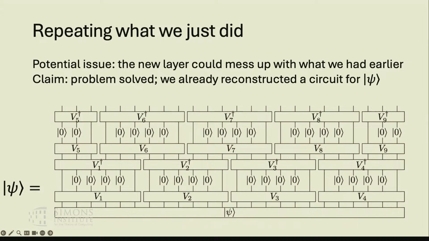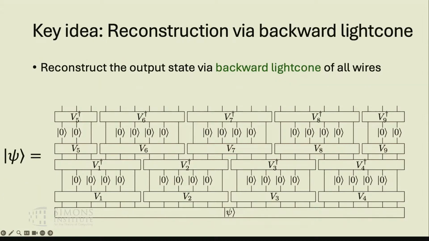This brings the final key idea, which is that why don't we try to be very brave and reconstruct the state all at once, just by looking at the backward light cone of every qubit? Can that work? Okay, so something is going to happen. Don't close your eyes. This is what happens. Okay, let me play it again.